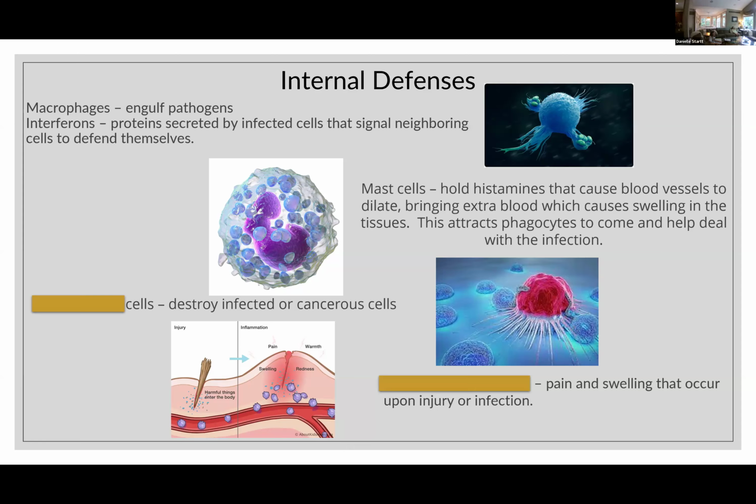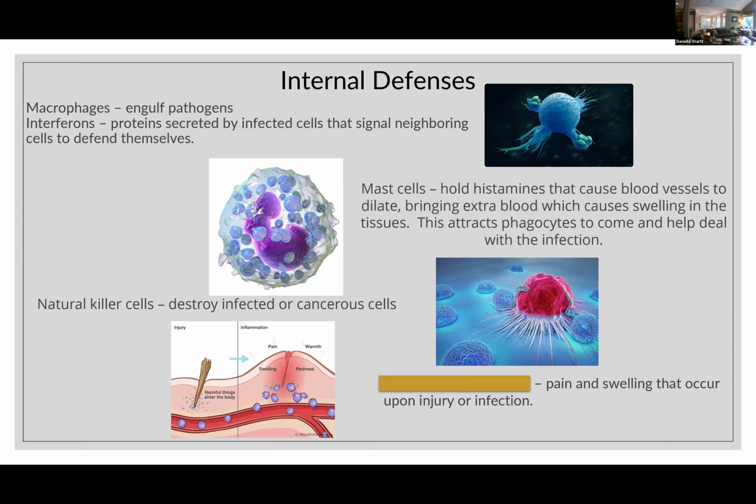You've also got natural killer cells, and they destroy infected or cancerous cells. So these guys' job is to do the killing. They aren't necessarily the ones that find the bad cell. There are other cells that will, like I said, find and tag the invader. And then these cells will do the actual killing.